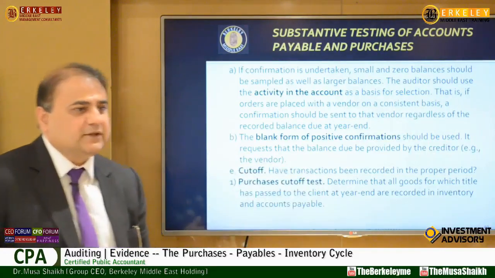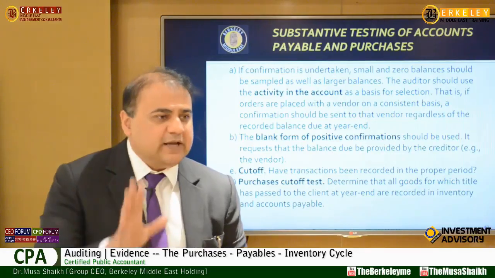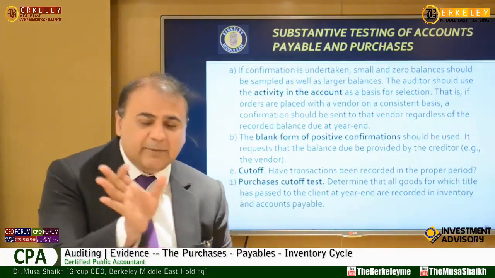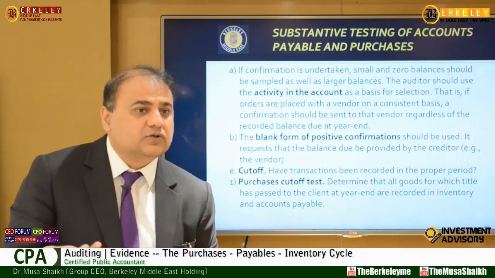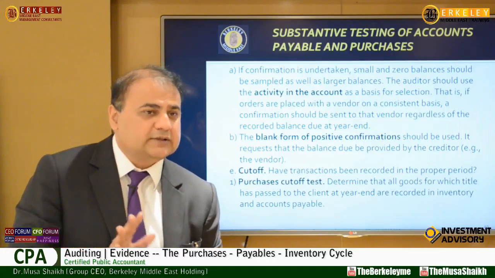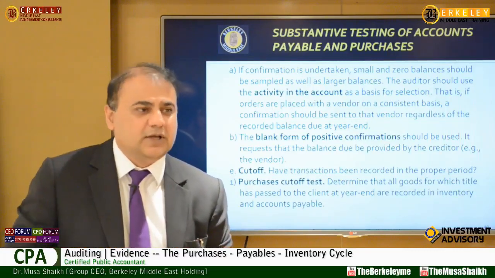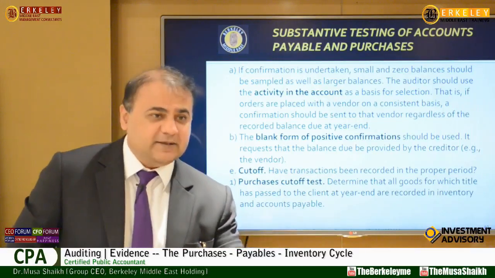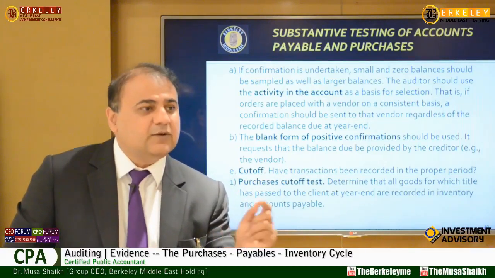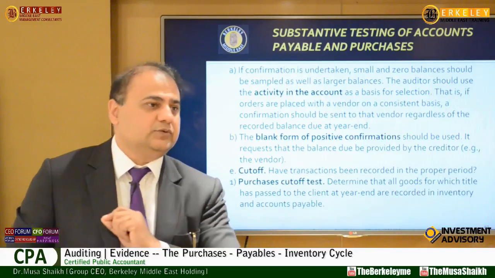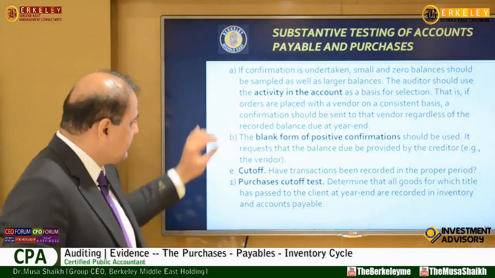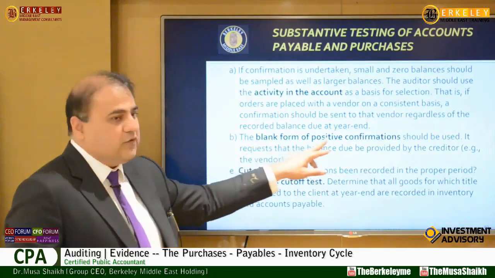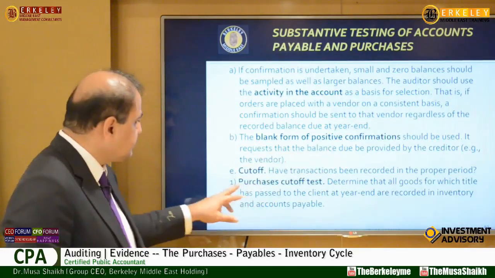So sometimes there are two ways. I can make a confirmation letter and mention the amount, right? But this is payable, so it is better that I should not mention any amount. Let the supplier write what the amount due is, right? That will be another smart way to look into it. That's why it says blank form of positive confirmation.